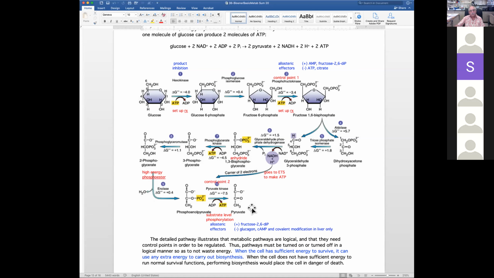So if you look at the control points, we talked about this simply because it's important, I guess, for is the cell going to keep that glucose or is it going to let it go to the next cell? So here's an enzyme that is an allosteric enzyme. It's activated by these, inactivated by those. Here's another one down here. It's activated by fructose 2,6-phosphate as well, inactivated by other things.